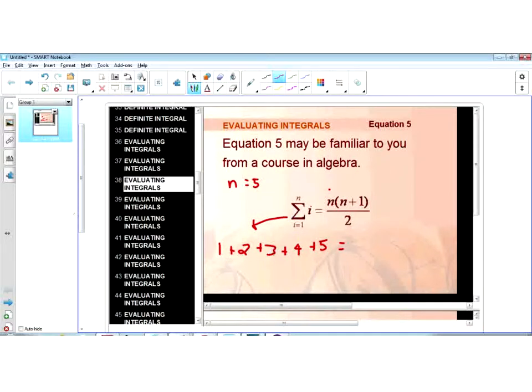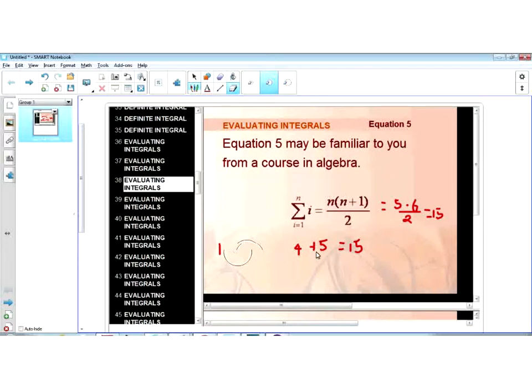And then if you sum up these numbers, it'll be 3, 6, 10, 15, right? Now if you take 5 and plug it in here, that would be 5 times (5 plus 1), which is 6, over 2, which is equal to 15. So this is the closed form representation of the sum of the first n integers, n times (n plus 1) over 2. I would bookmark this formula or write it down somewhere. You'll need it for WebAssign.